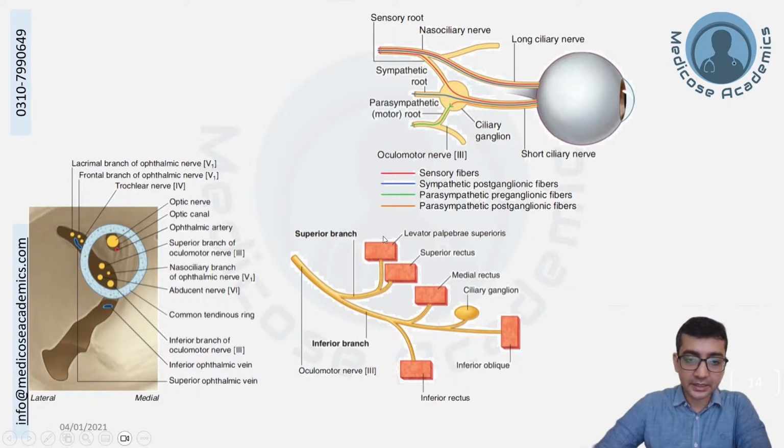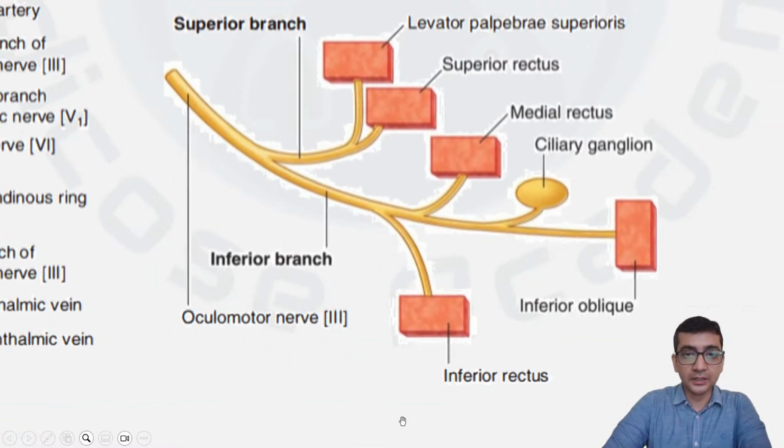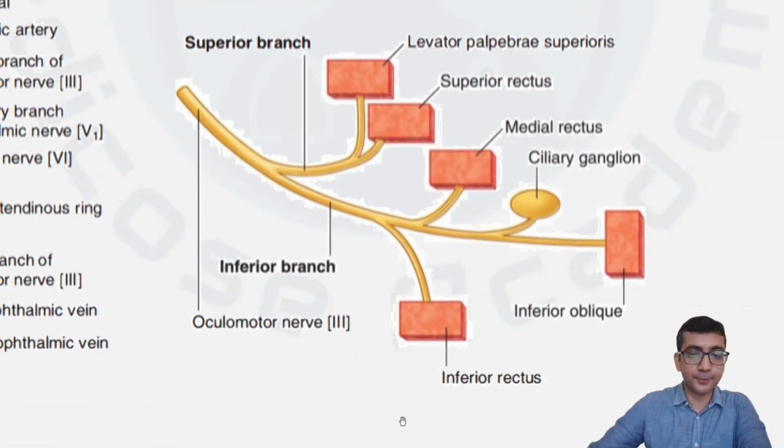Then there is the oculomotor nerve. This is a picture from Gray's Anatomy. The oculomotor nerve, cranial nerve number 3, enters the orbit and supplies the muscles. Which muscles does it have to supply? You remember LR6, SO4. So it has to supply the muscles other than the lateral rectus and superior oblique.